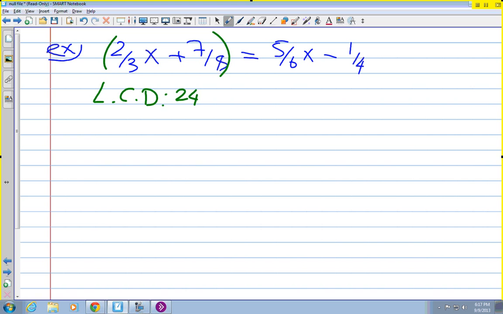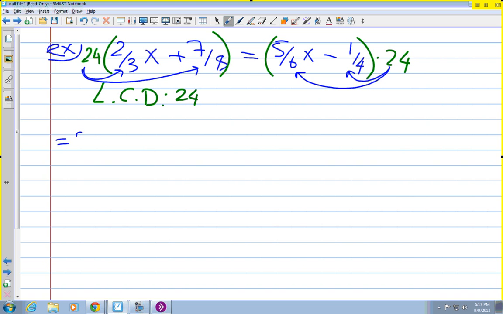And then I would just go ahead and multiply both sides by 24. Is that legal? Yeah. And then see what happens. When we distribute 24 through the first set of parentheses and 24 through the second set of parentheses, what happens when you multiply 24 by 2/3? You get a whole number. Yeah, you get a whole number because 3 reduces with 24, right? Do you all see that?